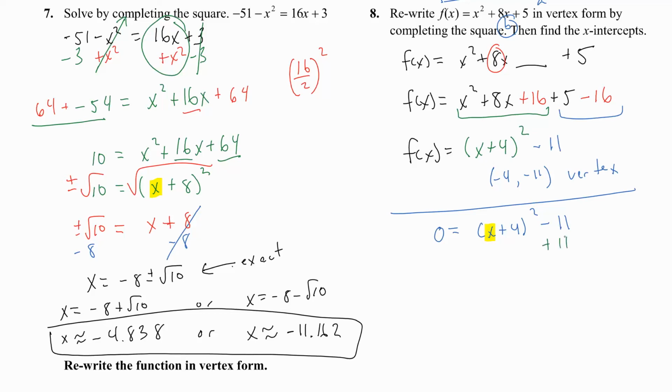Outside the parentheses, we have a square minus 11, so we're going to add 11 to both sides. Then we're going to get rid of the square by taking the square root. So we have plus or minus the square root of 11 equals x plus 4. And to get x by itself, you subtract 4.